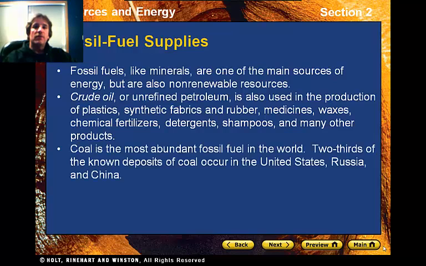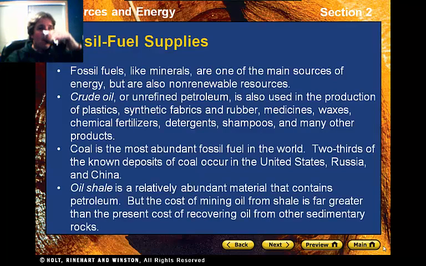Coal is the most abundant fossil fuel in the world. Two thirds of the known deposits of coal occur in the United States, Russia, and China. So most of the coal comes from one of those three places. Oil shale is also very abundant. The problem is it's really hard to get, and it costs a lot of money to get. So until the cost of oil keeps going up, it would not be worth it to mine it in most places.